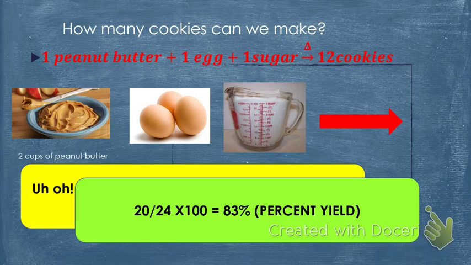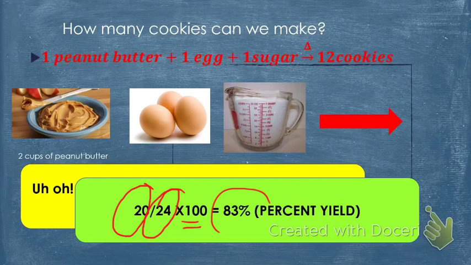Here, though, we can determine what's called the percent yield. The percent yield is when you take your actual amount, in this instance, 20 cookies. You divide it by what's called the theoretical yield, which is the maximum amount that you could make, which was 24. So the actual divided by the theoretical. You have to multiply by 100 in order to make it a percent. And in this instance, we had an 83% yield.